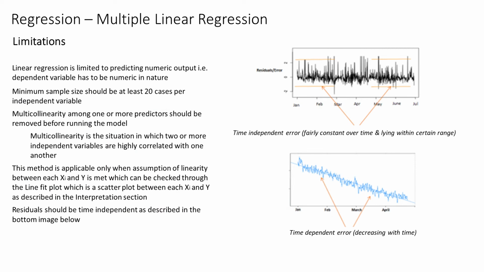The multiple linear regression technique is limited to predicting numeric output, and a dependent variable has to be numeric in nature. The minimum sample size should be at least 20 cases per independent variable. Multicollinearity is a situation when two or more independent variables are highly correlated with one another, and these should be removed before running the model.